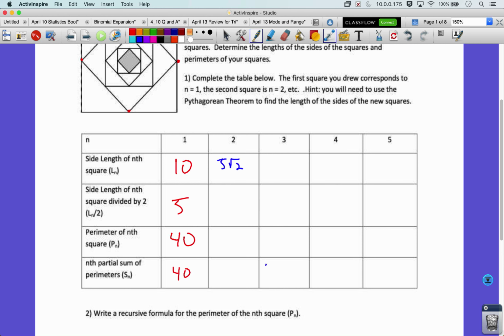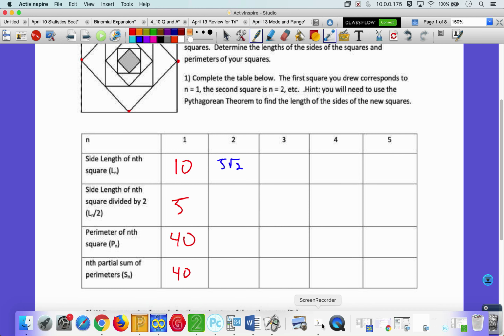I'm going to fill in all the rest of these. Let me just pause it real quick. Then we can talk about the formulas there.